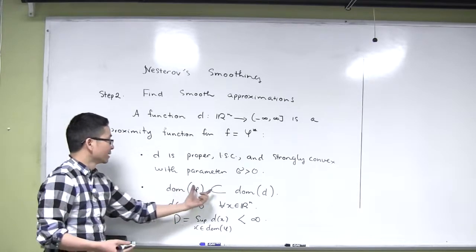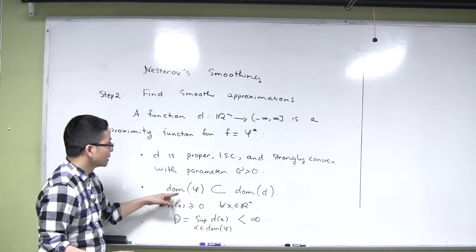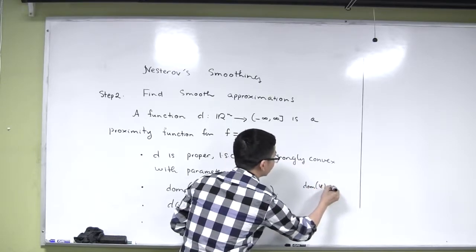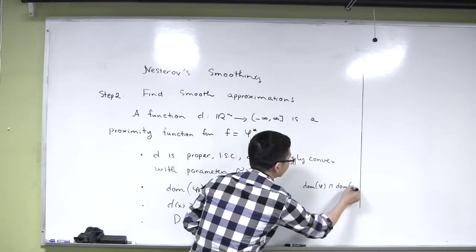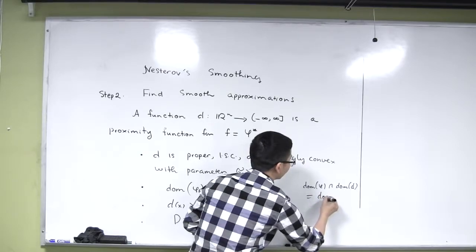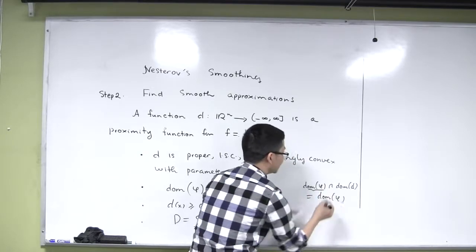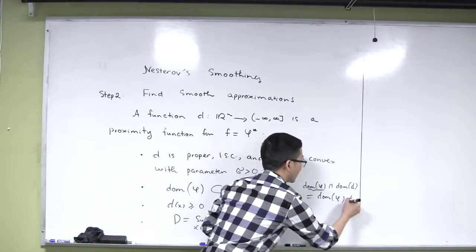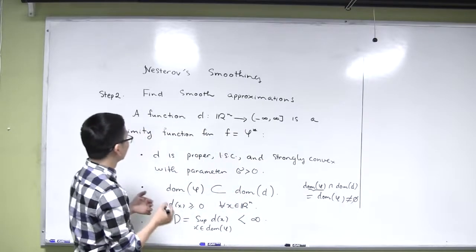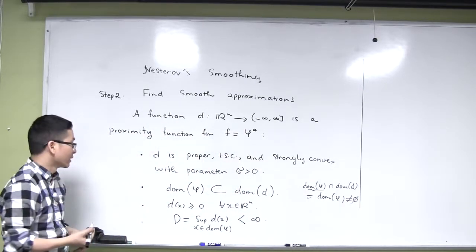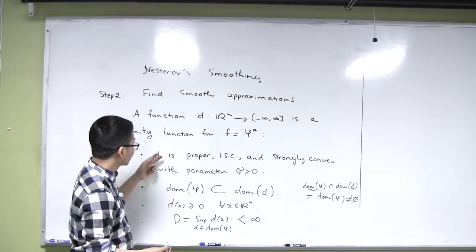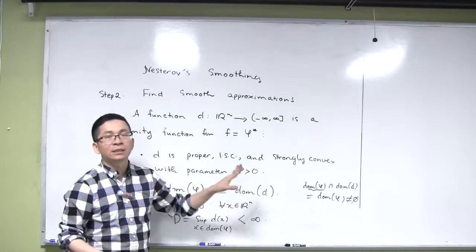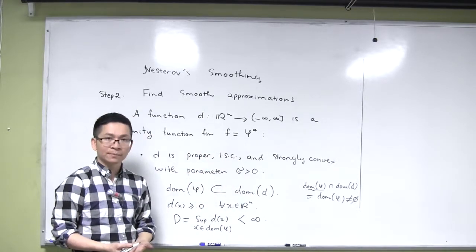By the way, under this condition, we can see that the intersection of the domain of the function phi and the domain of the function d is just the domain of the function phi, because this is a subset of this. Okay, and therefore this is non-empty because we assume that phi is a proper function. So in fact, from the first condition, we can see that d satisfies all conditions given in the first step.